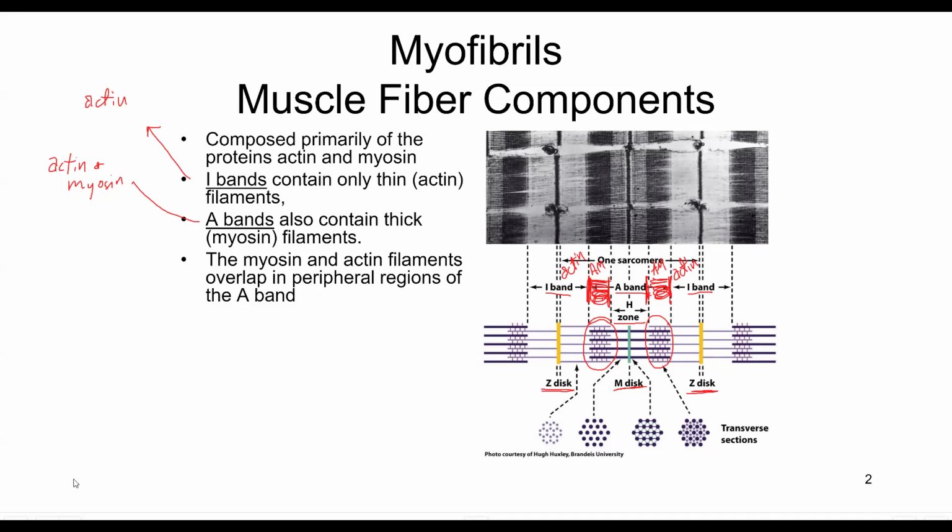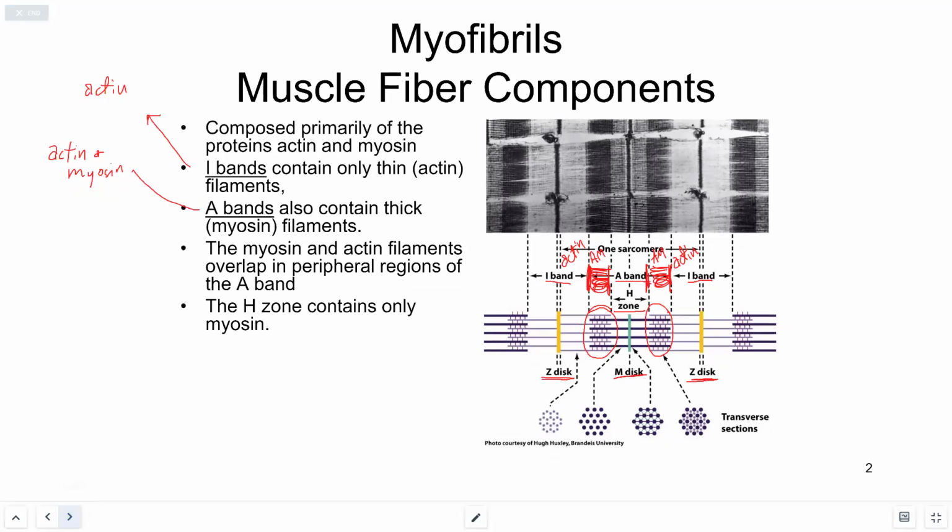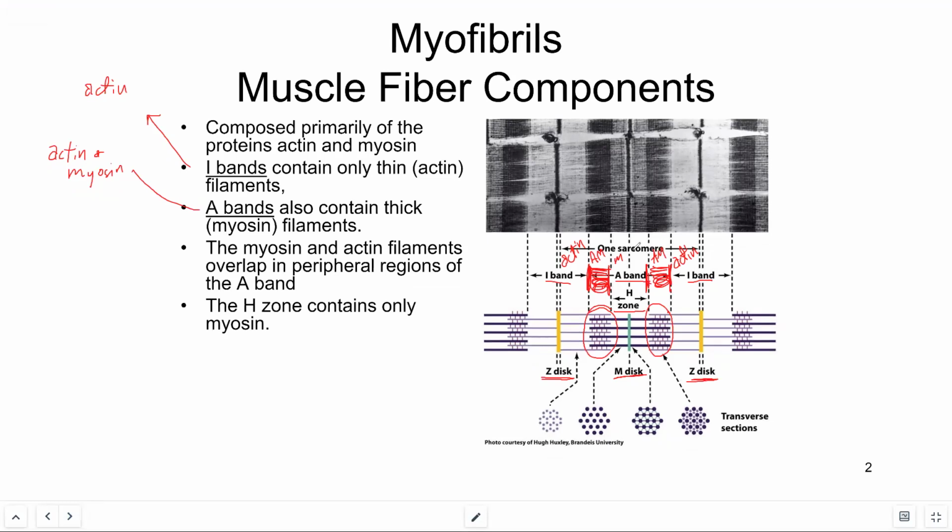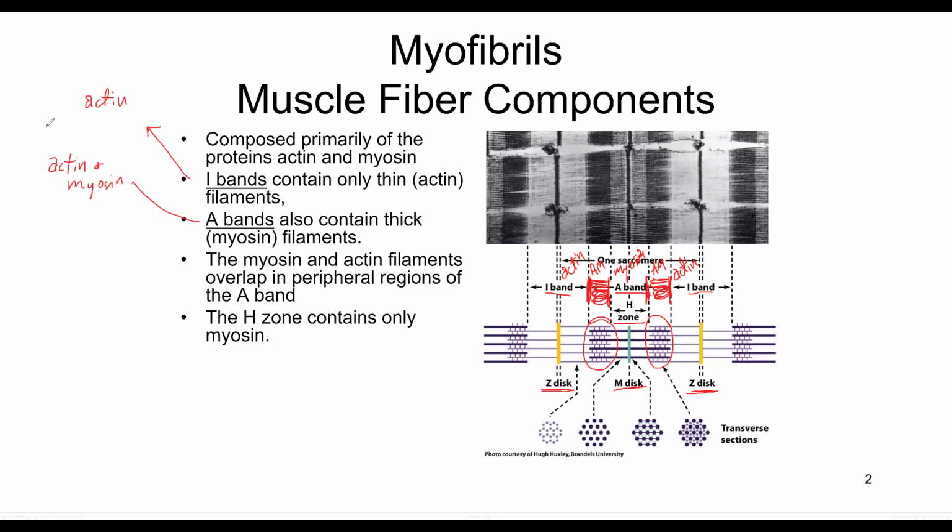Now, what about the H zone? The H zone is myosin only. You could think of it almost as the A band linking the I band and the H zone to one another, because that's where you have these overlapping regions. What's significant about this is how muscles contract and relax.